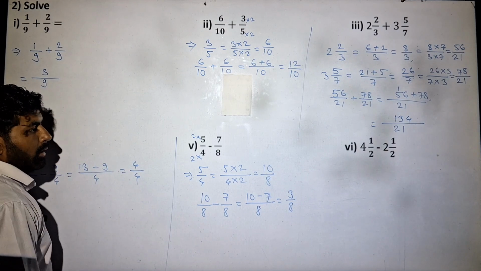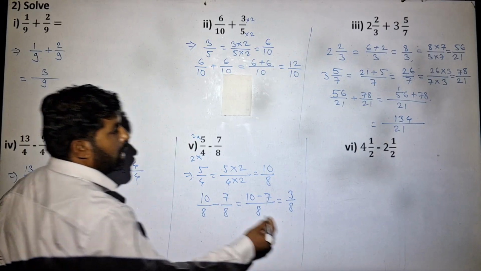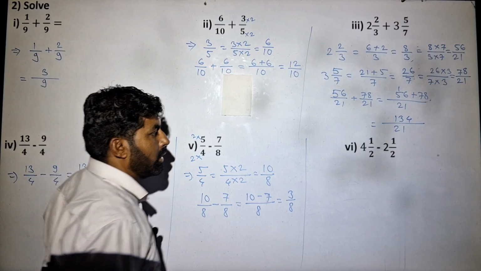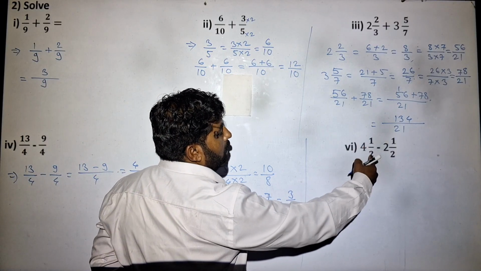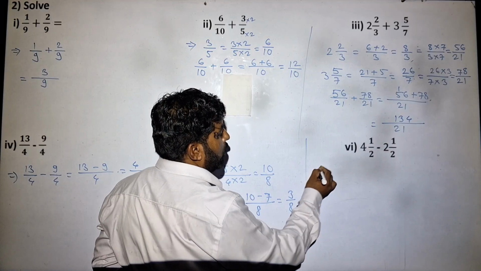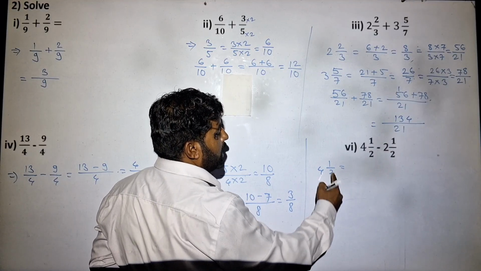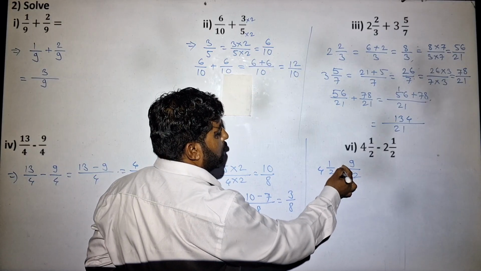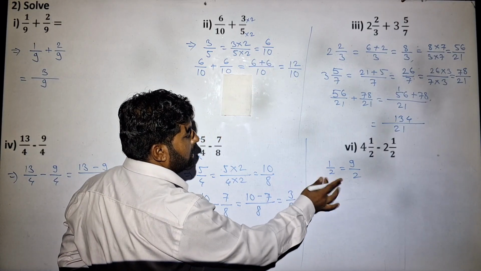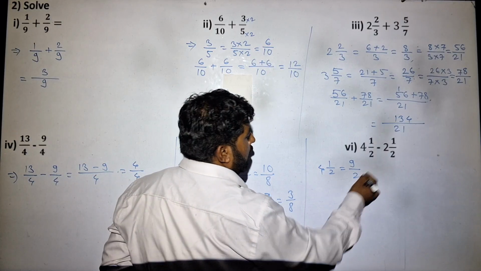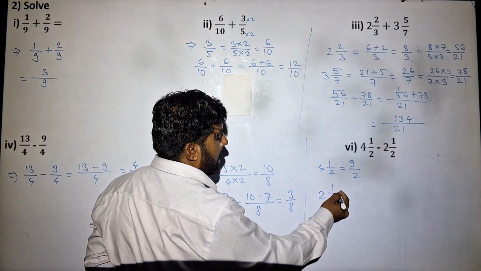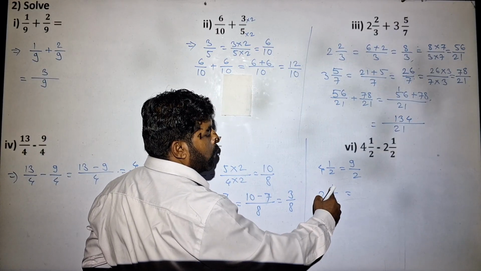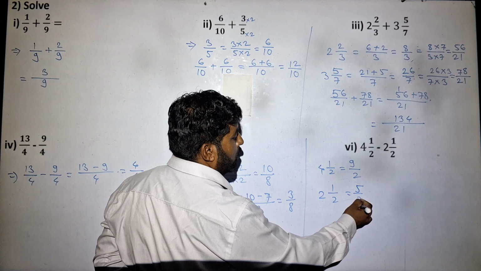Next one, we have also been given mixed fractions and their subtraction. Solve directly. 4 and a half means 2 times 4 is 8, 8 plus 1 is 9, so 9 by 2. Next, 2 and a half means 2 times 2 is 4, 4 plus 1 is 5, so 5 by 2.